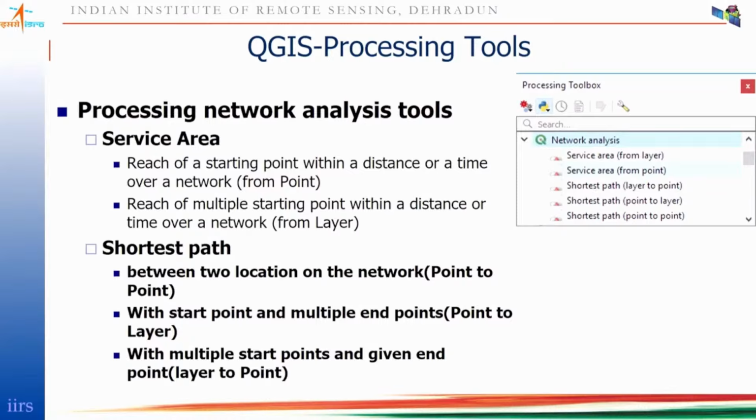This just gives you the different processing components available in your processing toolbox of QGIS, where you can carry out service area analysis as well as shortest path analysis. Shortest path analysis is generally point to point. Anything you see as point to layer or point to point is shortest path analysis, which follows an algorithm like Dijkstra's or Prim's algorithm.